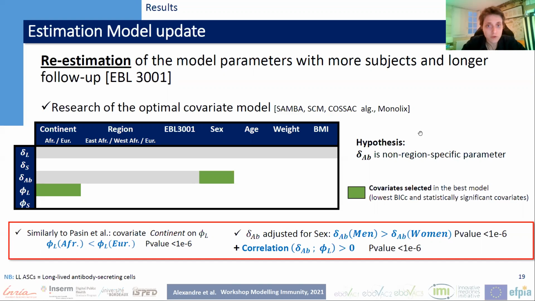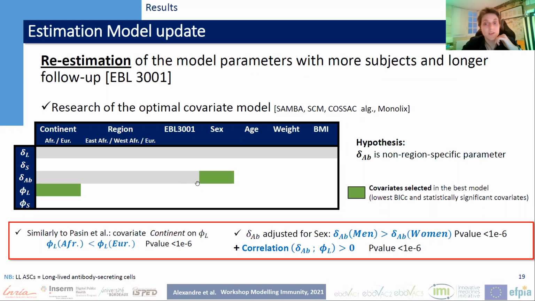For those 3 algorithms, we tested the addition of 7 potential covariates, which are continents, so Africa versus Europe; region, which stratifies Africa between East Africa and West Africa; the covariate related to the trial EBL3001; and the covariates sex, age, weight, and BMI. We tested those covariates on the 4 parameters delta S, delta AB, phi L, and phi S. We made one assumption: that the antibody decay rate is assumed to be non-geographic, which means that the parameter delta AB cannot be adjusted for continent, region, and EBL3001.